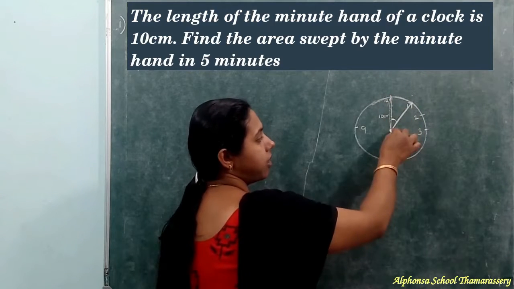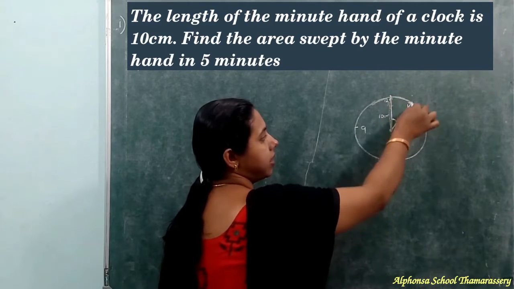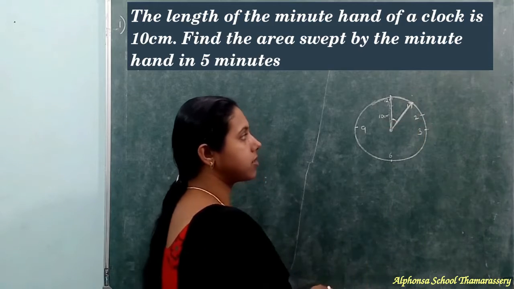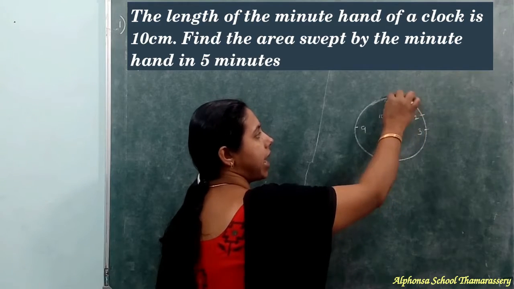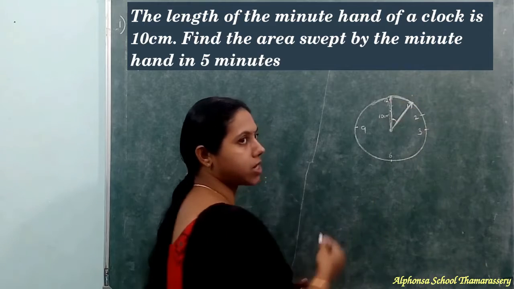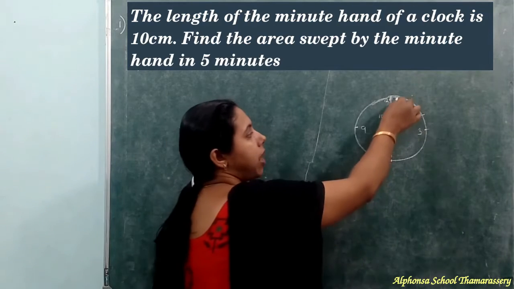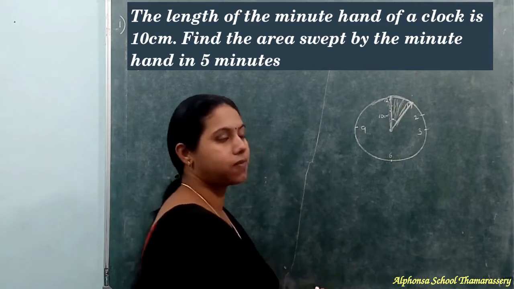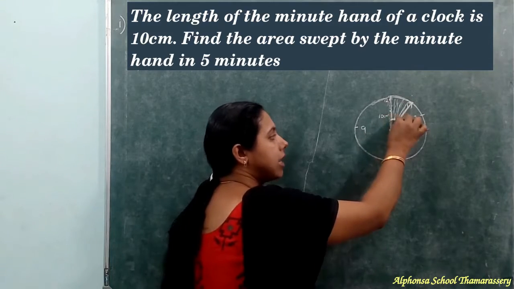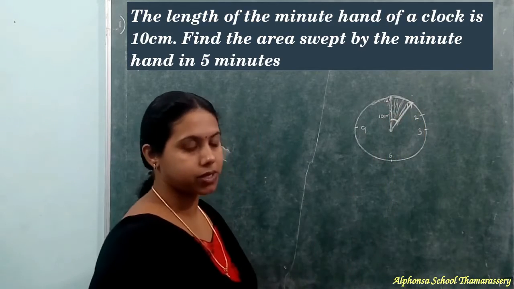This is the radius of the circle, and this is also the radius of the circle. So the portion enclosed between two radii and the corresponding arc is known as the sector of the circle. That means you want to find the area of this sector. To find the area of the sector, first of all, you want to know the angle of the sector.